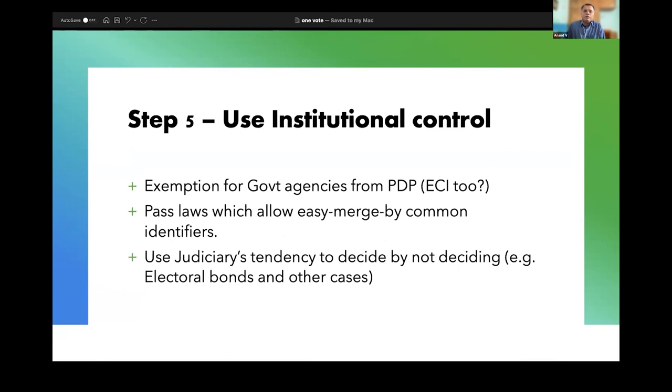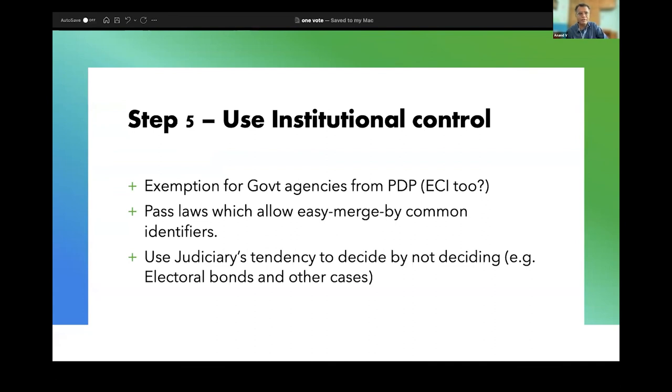Right. So the last step I would discuss, and then we'll just move on to the conclusion. I think it should be right on time. So the last step is, if you want to achieve until step four and you've gotten to a place where you are winning a lot of elections one way or the other, you use institutional control in order to entrench your advantage. An example for that is the ongoing debate about the PDP, where the government basically said, look, we don't want to give data about ourselves, so we just want to be exempt from all the PDP stuff, right?